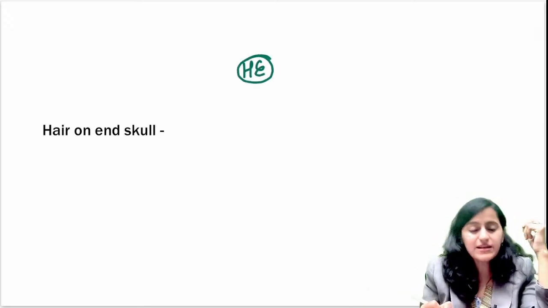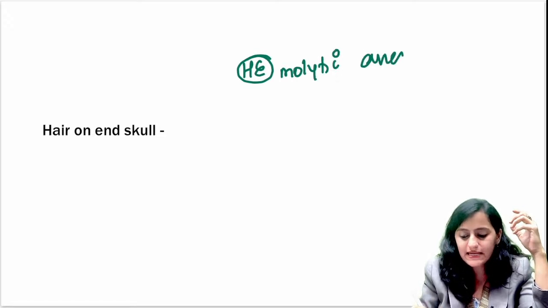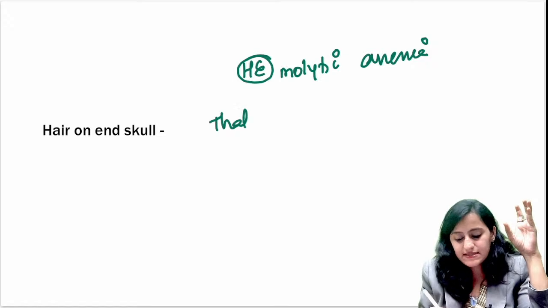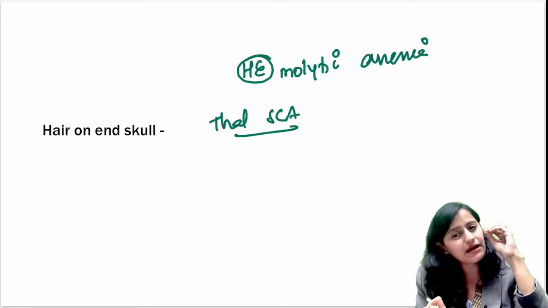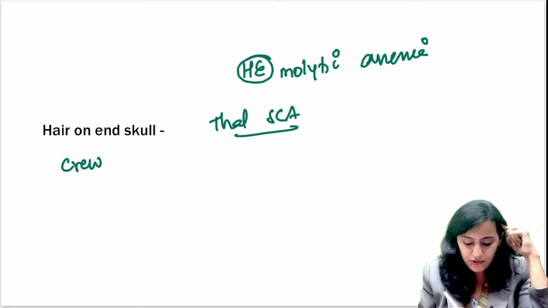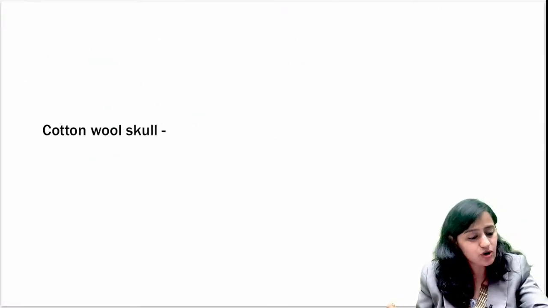Correct. Hair on end skull. Remember, hair on end, HE. This is seen in any hemolytic anemia because of the increased hematopoiesis, right? So, it is seen in thalassemia, sickle cell anemia. Hemolytic anemias will show hair on end, or it is also called crew cut appearance. Where do you have cotton wool skull? Cotton wool appearance.